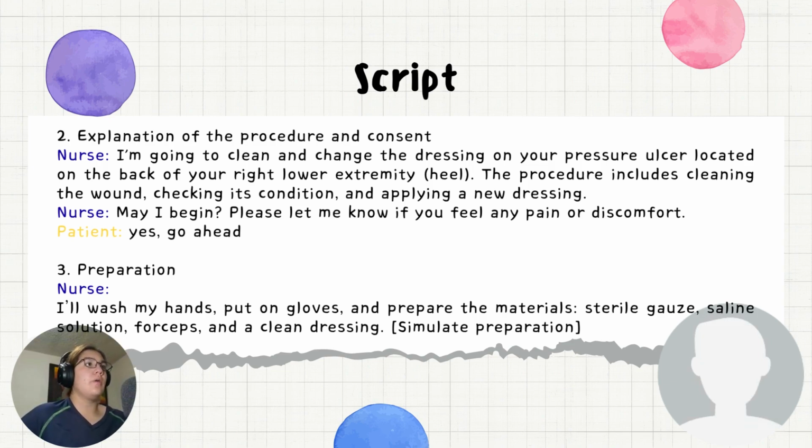For the second part, I'm going to do the explanation of the procedure and consent of the patient. I'm going to clean and change the dressing of your pressure ulcer located on the back of your right lower extremity. The procedure includes cleaning the wound, checking its condition, and applying a new dressing. May I begin? Please let me know if you feel any pain or discomfort. Yes, go ahead.